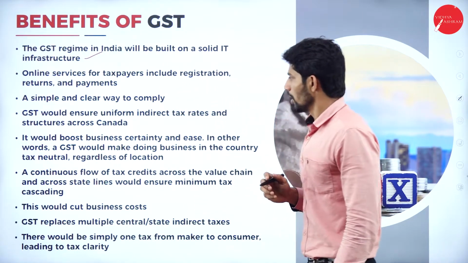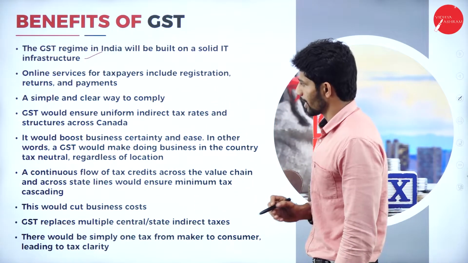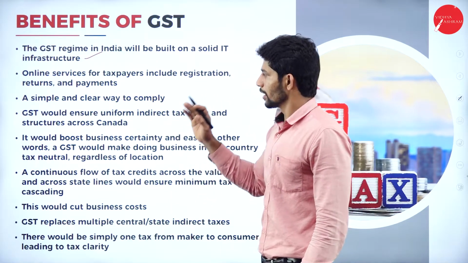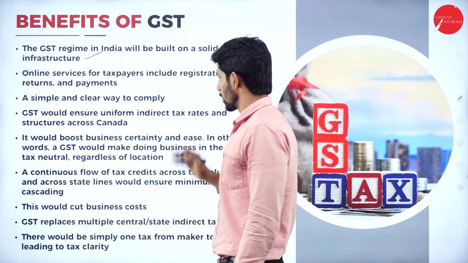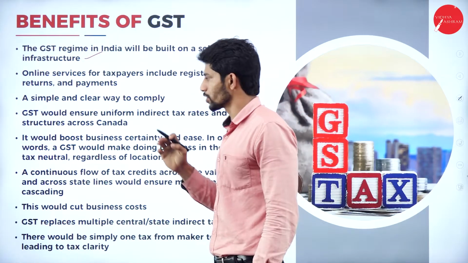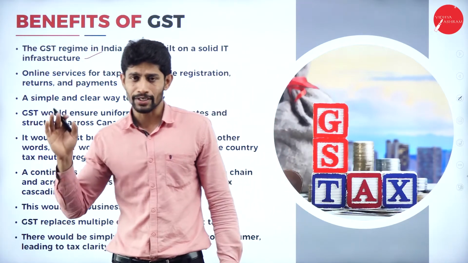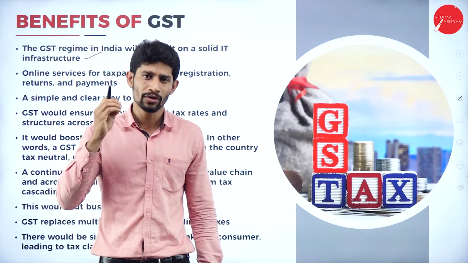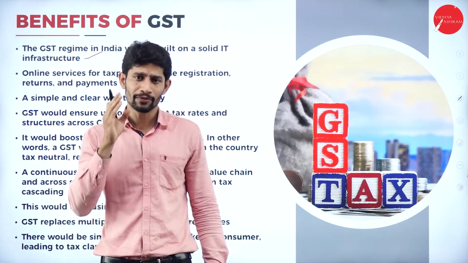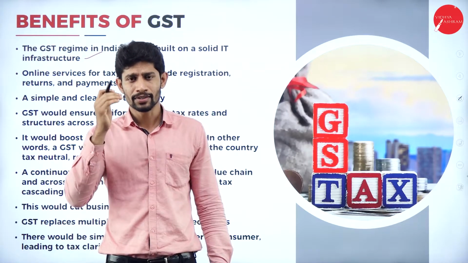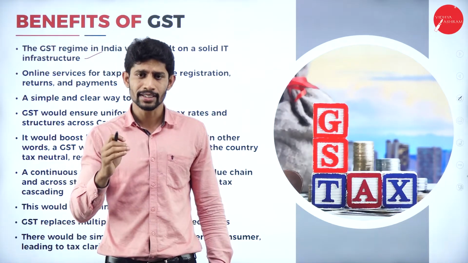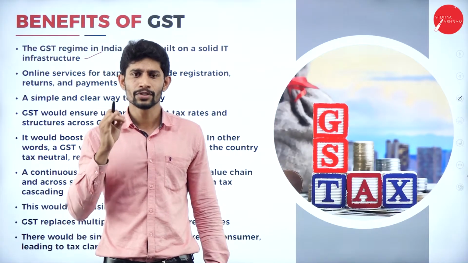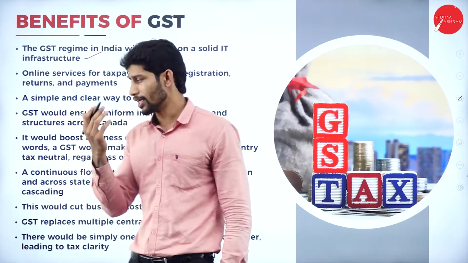GST would ensure uniform indirect tax rates and structures across the country. Yes, it's all about GST ensuring uniform indirect tax rates and structures across the country. So here, it is one form of indirect tax, and the rates are also given accordingly. Like we have only 4 types of GST, that is CGST, SGST, IGST and also UTGST. And if it comes to slabs, we have only 4 slabs, that is 5%, 12%, 18% and 28%.